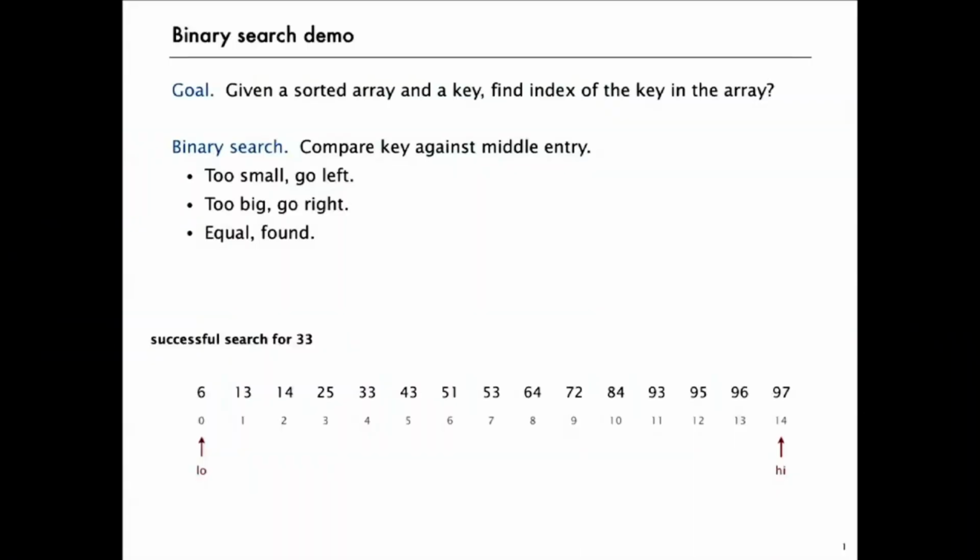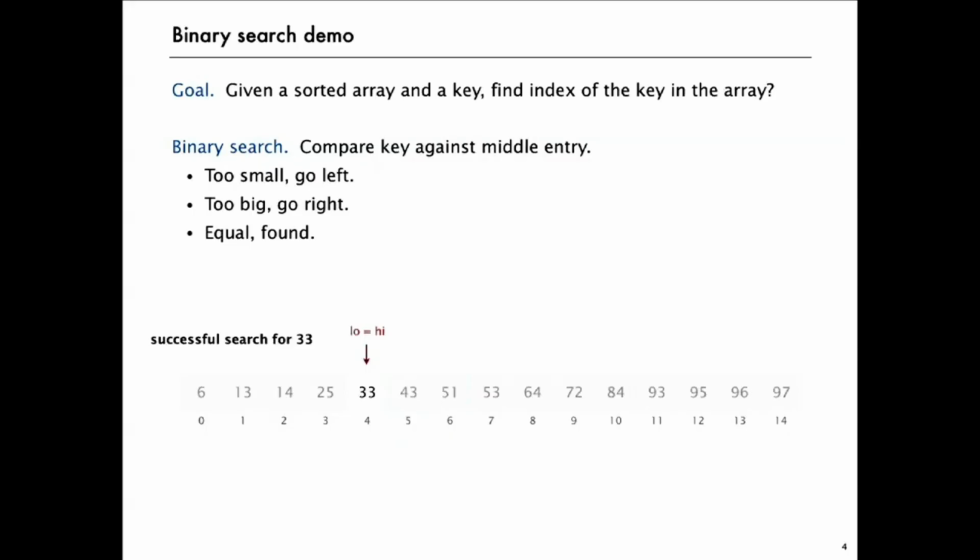So we're looking for 33 in this array. We compare it against the middle entry in the array, 53, and it's less, so we go left. Now we can concentrate just on the left half of the array. Now we look in the middle of this half, that's 25, 33 is bigger, so we go right. Now we concentrate on the right half of the left half, and we have a smaller subarray. Look at the middle, 33 is less, so we go left.